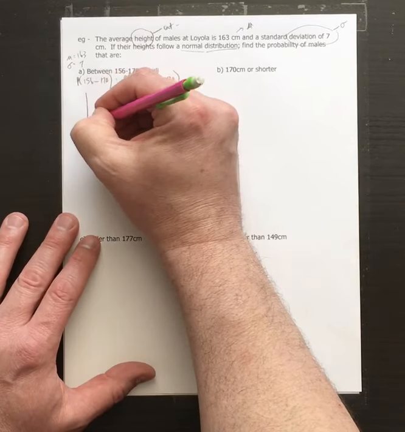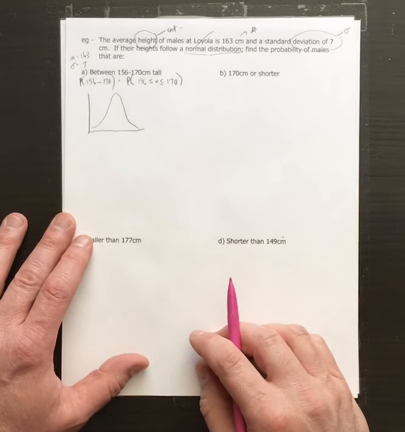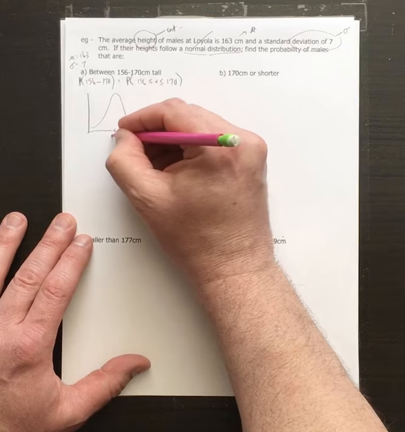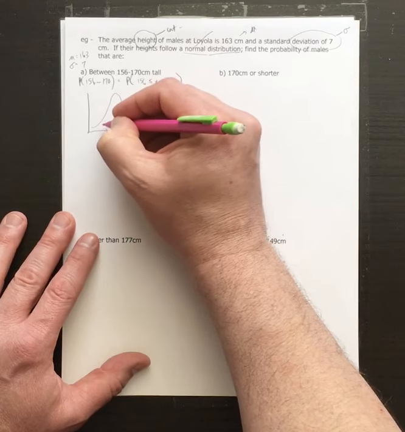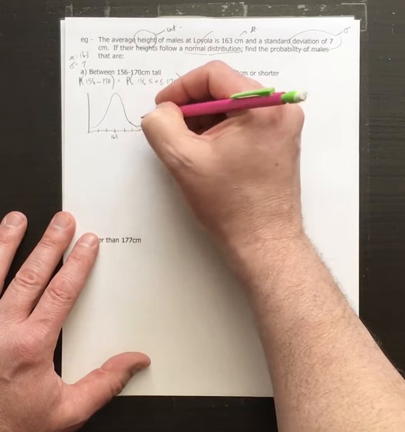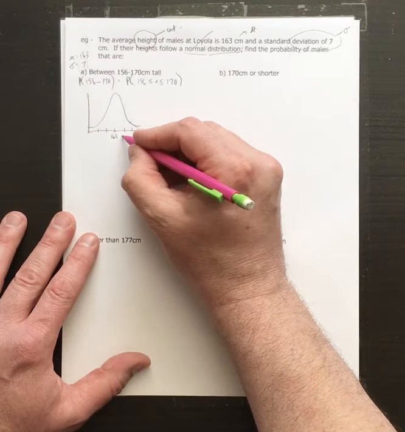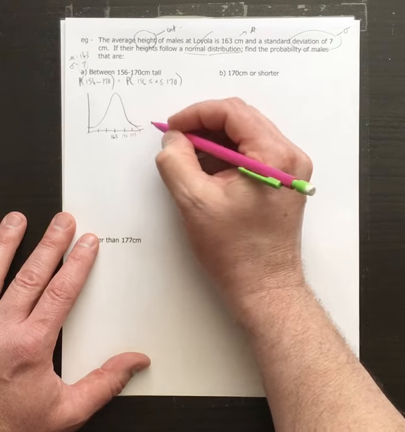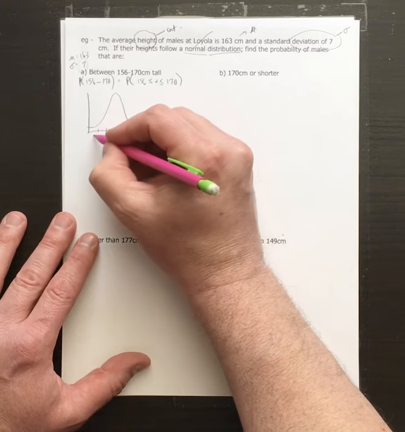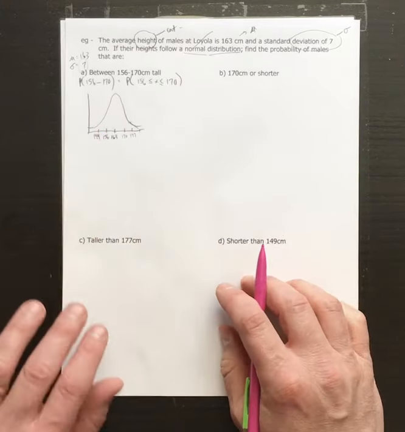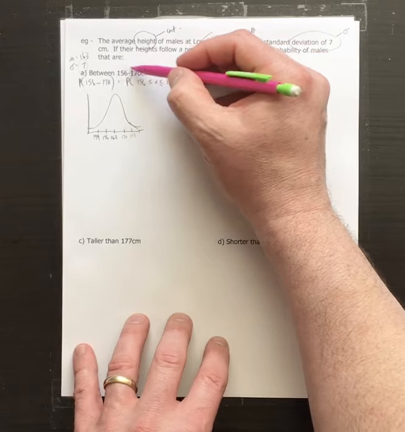What I want to do is have a visual of this. When they say it's normally distributed, you draw yourself a quick normal curve. You know the mean is 163. You also know the values that are 1 above, 1 below, 2 above, 2 below, 3 above, and 3 below. With a standard deviation of 7, 1 above is going to be 170, and 2 above is 177. 1 below is going to be 156, and 2 below is 149. Of course, you can go 3 above and below if you want to, but we'll leave that, because the only values we're really concerned about are 156 and 170.